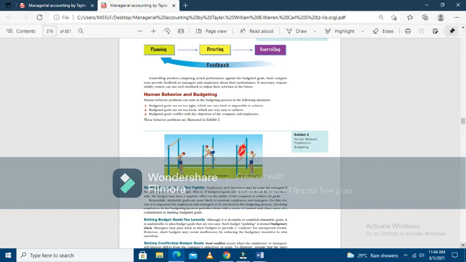So human behavior problems can arise in the budgeting process in the following situations. The budget goals are set too tight, which are very high or impossible to achieve, or budgeted goals are set too loose, which are very easy to achieve, or budgeted goals conflict with the objectives of the company and the employee. So for us to understand, we look at Exhibit 2, the human behavior problems in budgeting. So what are these? Kapag too tight, o ibig sabihin lang ng too tight na yan ay masyadong mataas, masyadong idealistic ang iyong budget goals.